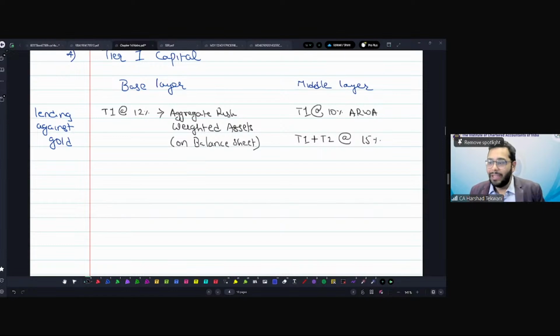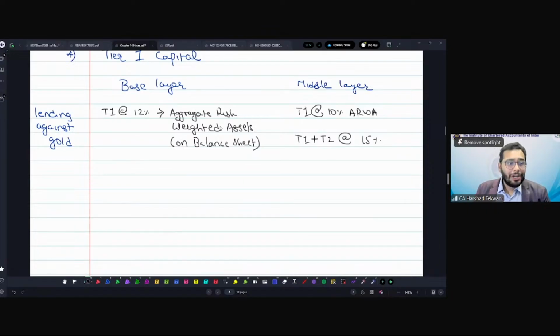Now in base layer, you might not have a tier 2 capital. That's why tier 2 capital is not that much defined. But in the middle layer, you have tier 1, tier 2 requirement both. So accordingly, they are required to maintain these tier 1 and tier 2 capital. We will see with an example also. Don't worry, I will also show you examples of how tier 1 and tier 2 are maintained. Clear till now? Any doubts?